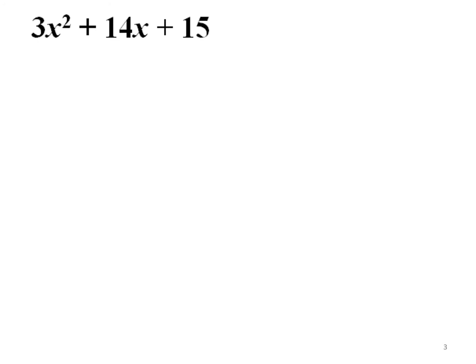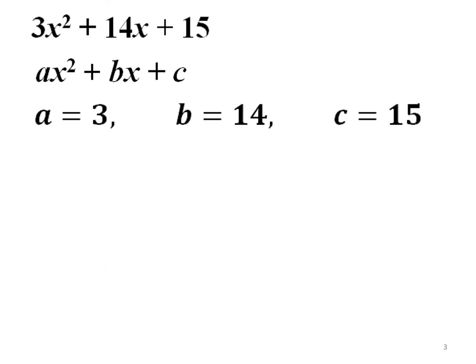Let's do the first example. So this is nothing but a quadratic equation. We have to solve it. But now we will not be using the factorization method, we will be using the formula method. 3x square plus 14x plus 15. When I compare it with my general equation ax square plus bx plus c, the values of a, b and c are: a is equal to 3, b is equal to 14 and c is equal to 15.